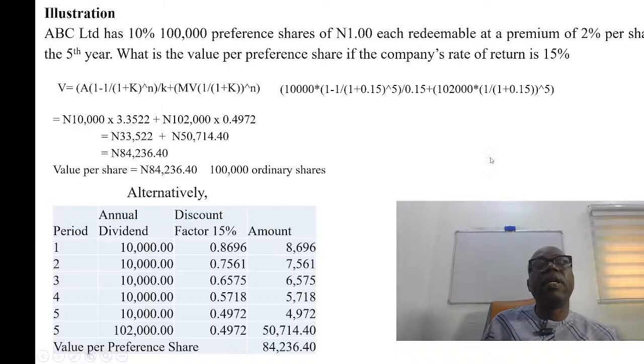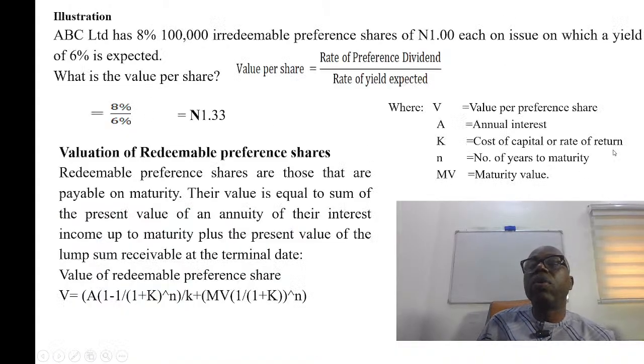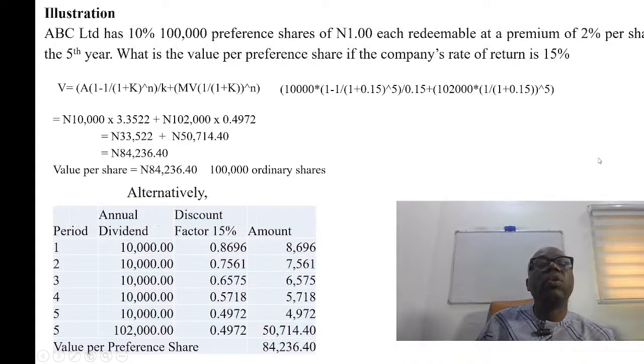So we have A times 1 minus 1 over 1 plus K. What is K? Here it is plus K. So let's go back. K is the cost of capital, or rate of return. So K here is said, the company's rate of return is 15%. So you see 0.15. That is the 15%. We can equally put 15.